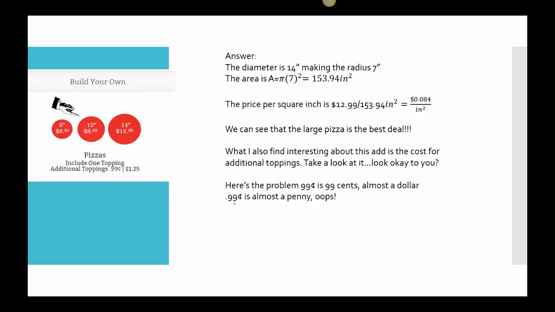But what about 0.99 cents? What is that? Well, it's really almost a penny. It looks like somebody made a mistake because nobody is charging you a penny per topping. Or if they are, awesome, please tell me where that is because I definitely would like to order toppings at that place. This is an issue I see all the time, and to me it's an issue of math literacy, just knowing what's the appropriate unit to use where.